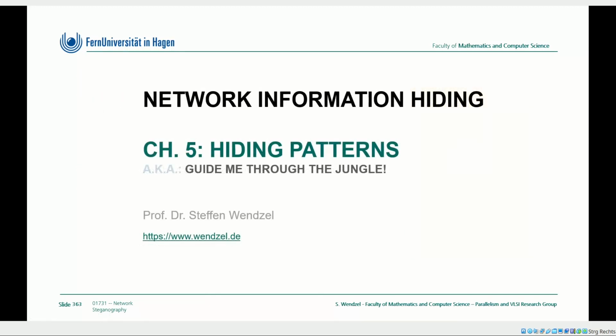Welcome back to Network Steganography. Today we will cover Chapter 5, Hiding Patterns.